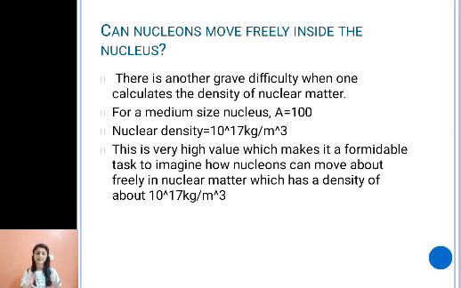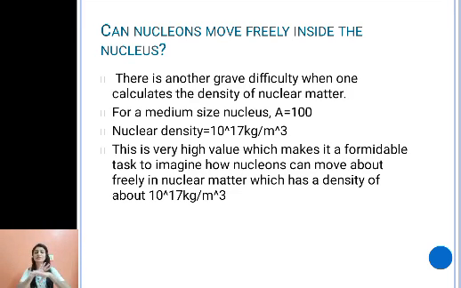If you calculate the density of the nucleus, which is mass upon volume, the mass is the total mass of protons and neutrons, and the volume will be 4/3 pi r cube, because the nucleus is mostly spherical, where r is the nuclear radius, which is of the order of 10 raised to minus 15 meters. So if you substitute all these values, you will get a nuclear density of the order of 10 raised to 17 kg per meter cube.